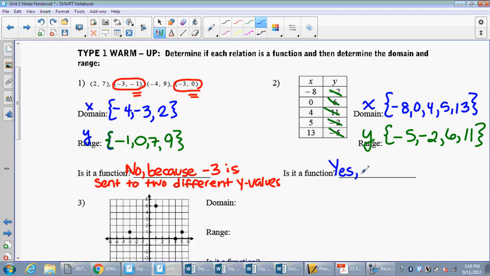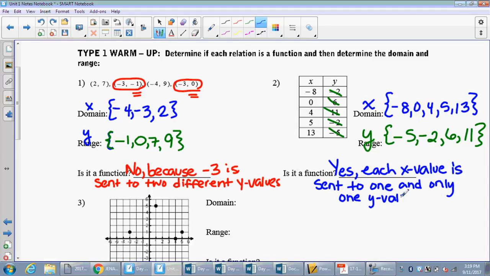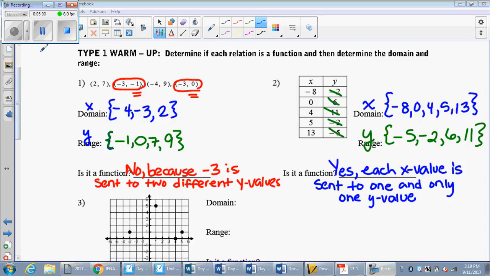You could put x does not repeat, or you could put each x value is sent to 1 and only 1 y value. There's many ways to say the same answer, but as long as your sentence is something like that.